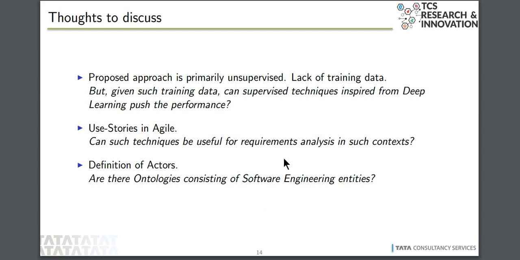Another thought is on the definition of actors. The way we have defined actors may be improved if there were ontologies that talk of software engineering entities, like systems, and then their components, their GUI, their processes, and various other things. Given such ontologies, I'm pretty sure the definition of actors could be improved a lot.